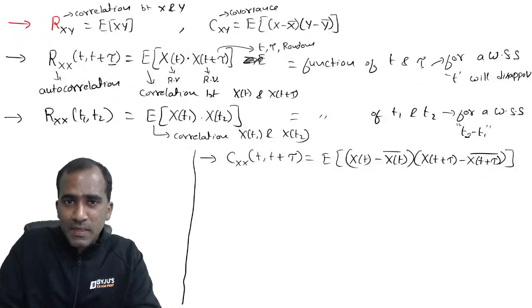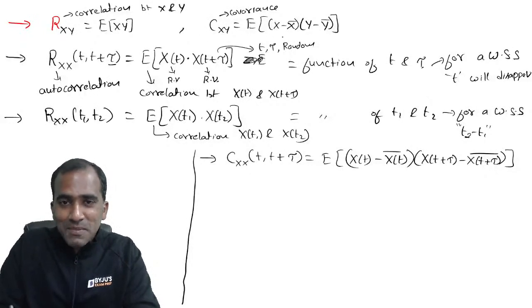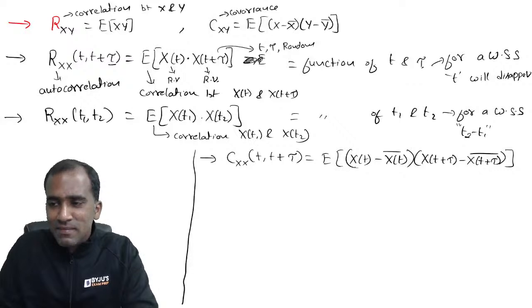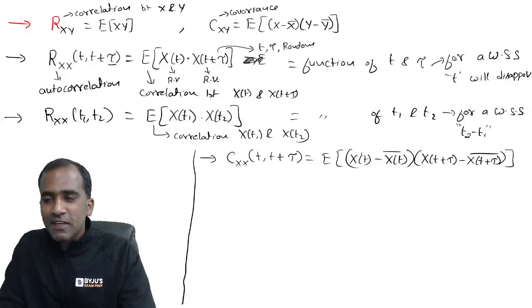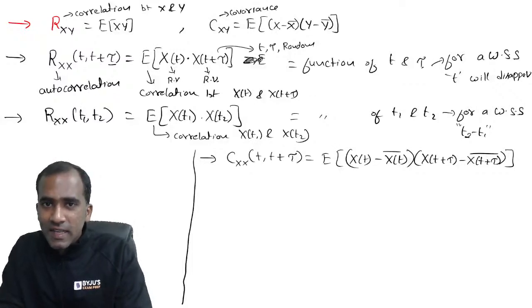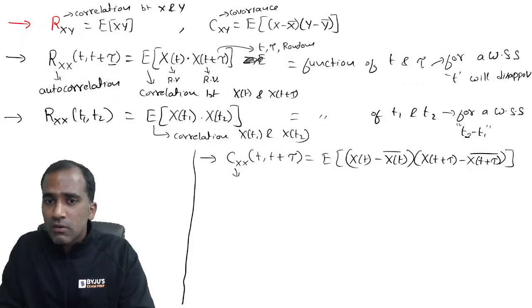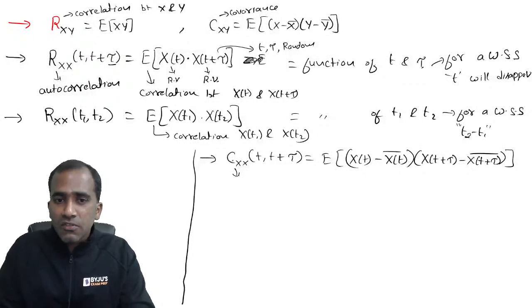So it is exactly the same as this. I'm not writing anything different from this one. This is easy to observe and understand, right? It is also the same, but the notations are a little different. Again, only notations are different. Here, X is a random variable. Here, X of t, at t seconds, is a random variable only. Instead of Y, we have X of t plus tau. Since we are talking about covariance between two different random variables of the same random process, instead of calling it covariance, we are calling it autocovariance.